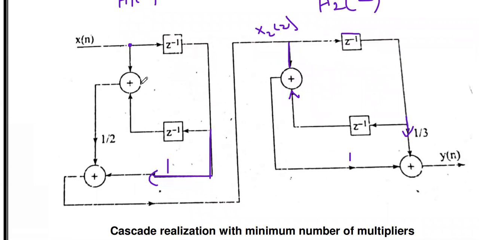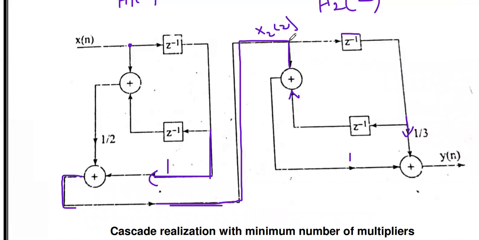Okay, so after drawing h1 of z, h2 of z individually, we have to connect them in cascade. So what does cascade mean? The output of the first one is connected to the input of the second one. And we have to take the output of the second one as our desired output. Okay, you just connect the two diagrams in cascade. We can get the diagram like this. Okay, so this is the cascade realization with a minimum number of multipliers.